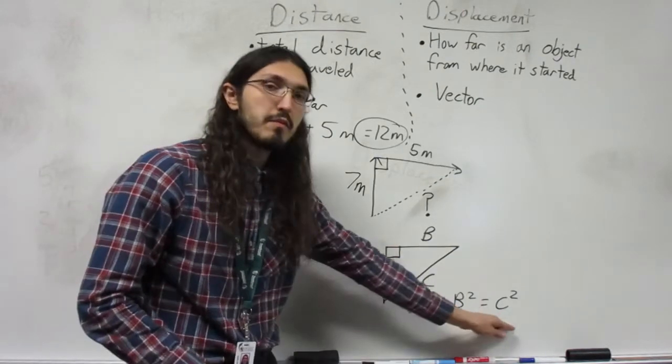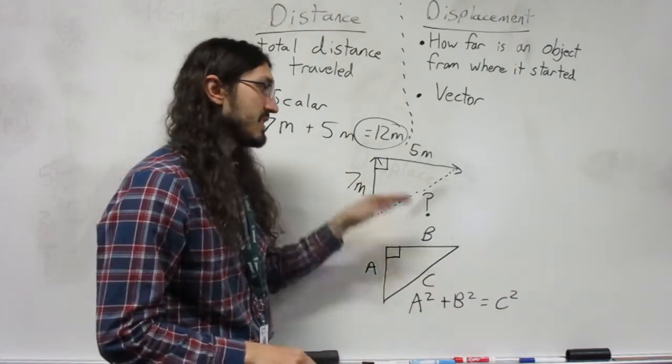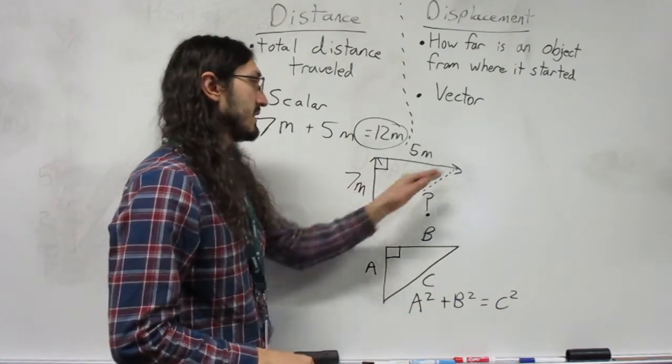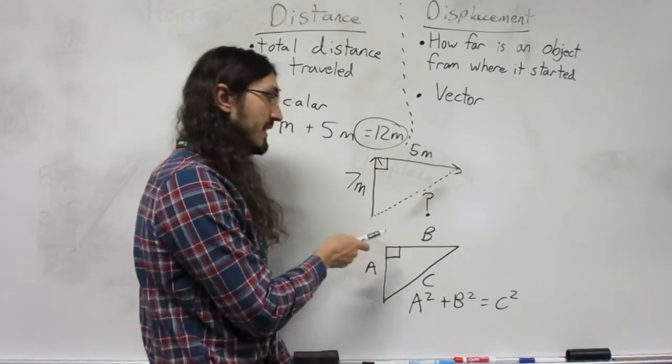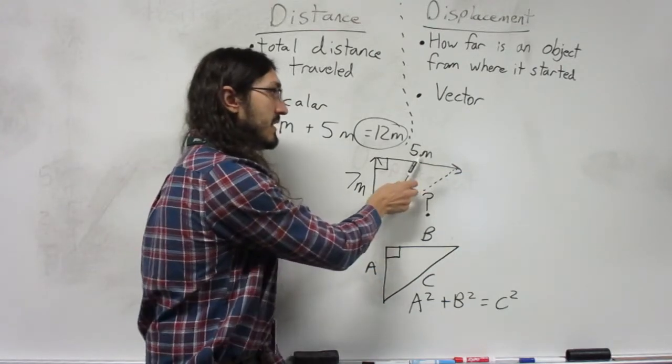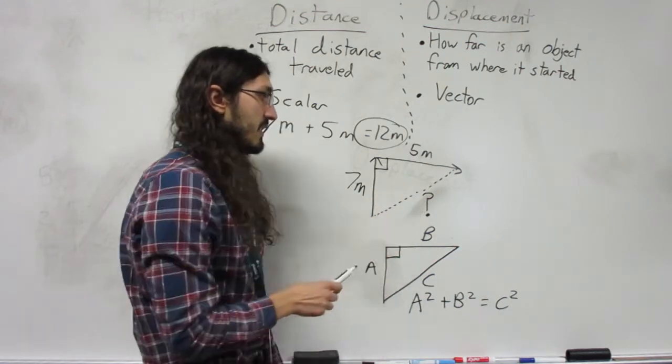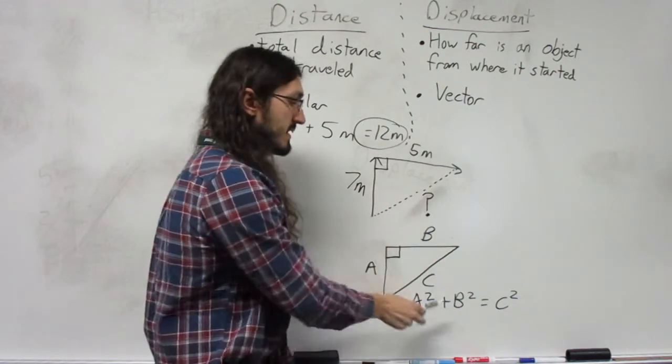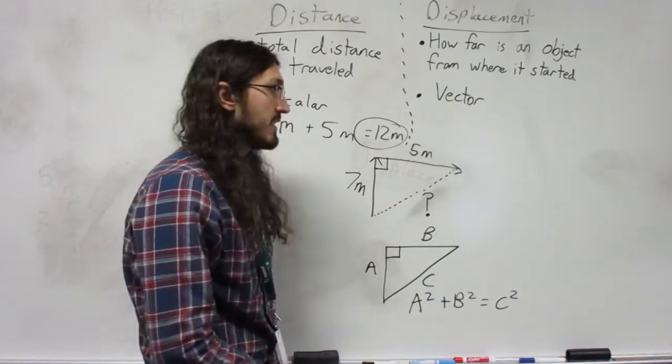This is the Pythagorean theorem, and this is what we're going to apply to this example so that we can find the displacement. If I say that this leg is my A, and this is my B, and I need to find C, then I can plug in these numbers into this equation to try to find C. So I'm going to do that now.